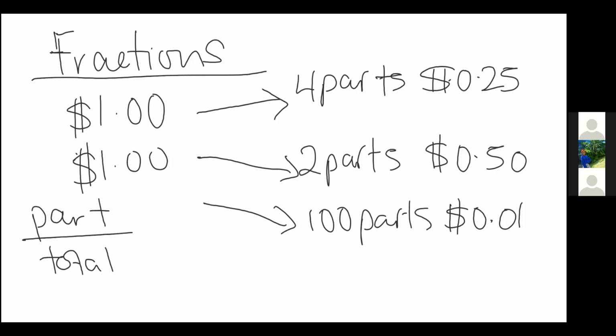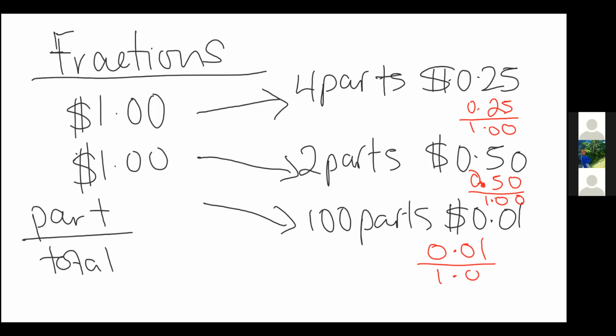So if I say what fraction is 25 cents out of $1, this is going to be 0.25 out of 1. What fraction is 50 cents out of $1? 0.50 out of 1. What fraction is 1 cent out of $1? 0.01 out of 1.00. And that's basically the general idea of a fraction.